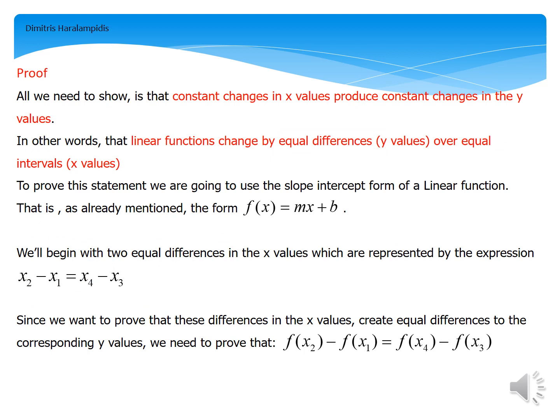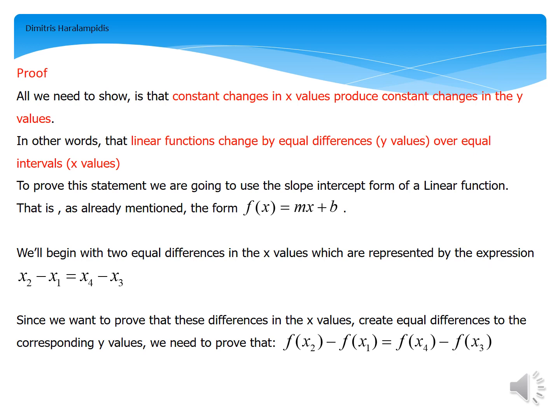Right now, we're going to give the proof of that statement. All we need to show is that constant changes in x values produce constant changes in the y values. In other words, that linear functions change by equal differences, and that refers to the y values, over equal intervals, and that refers to the x values respectively.